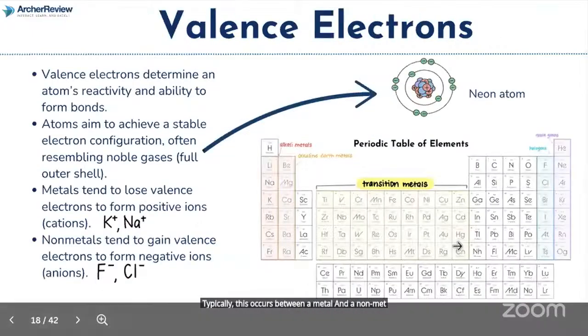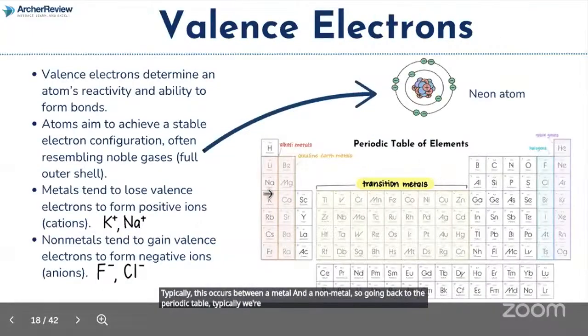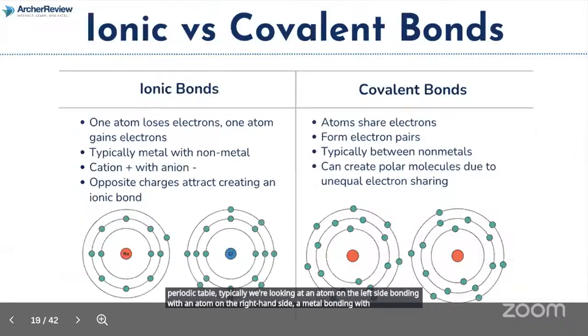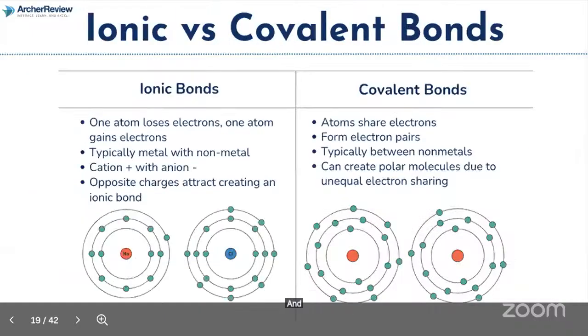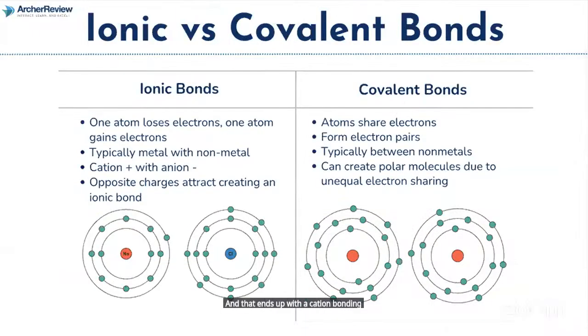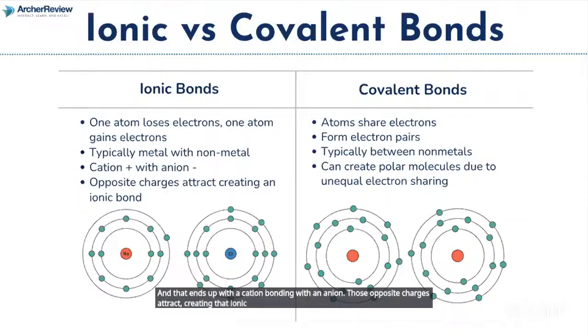So going back to the periodic table, typically we're looking at an atom on the left side bonding with an atom on the right-hand side, a metal bonding with a non-metal. And that ends up with a cation bonding with an anion. Those opposite charges attract, creating that ionic bond.